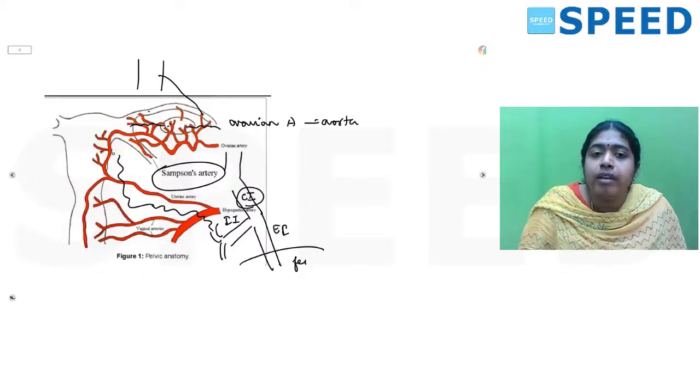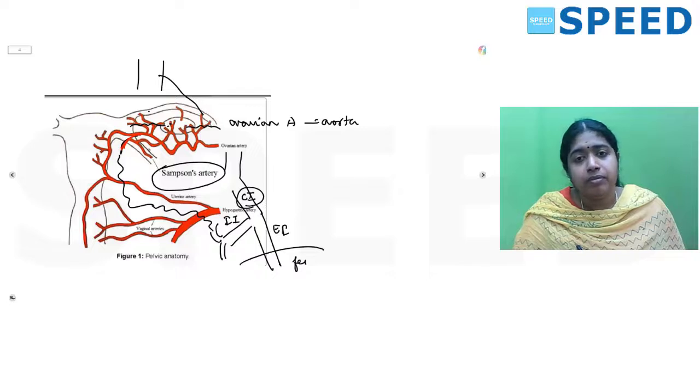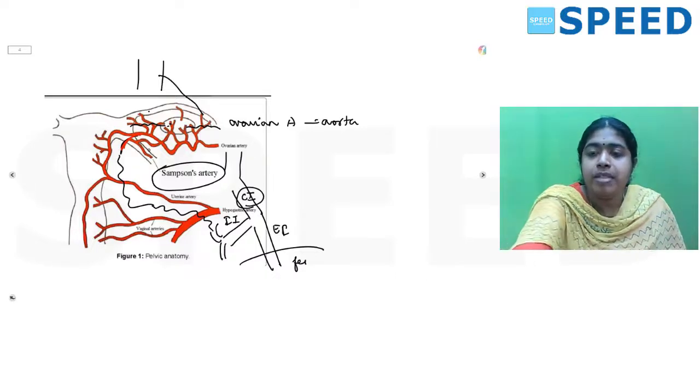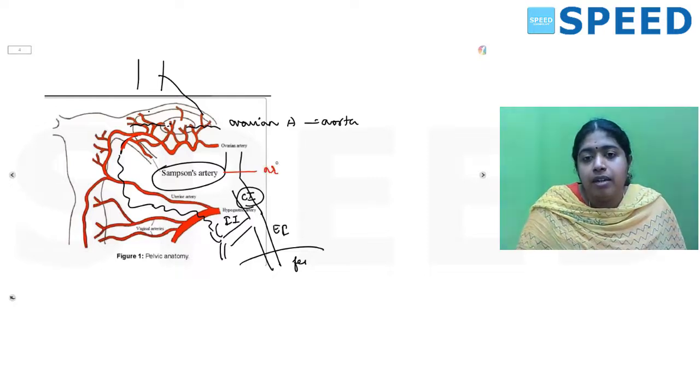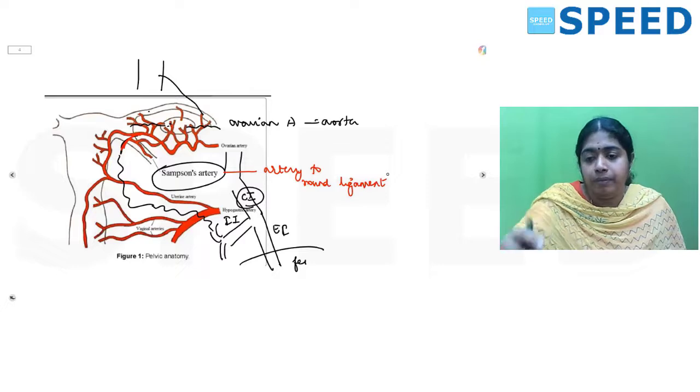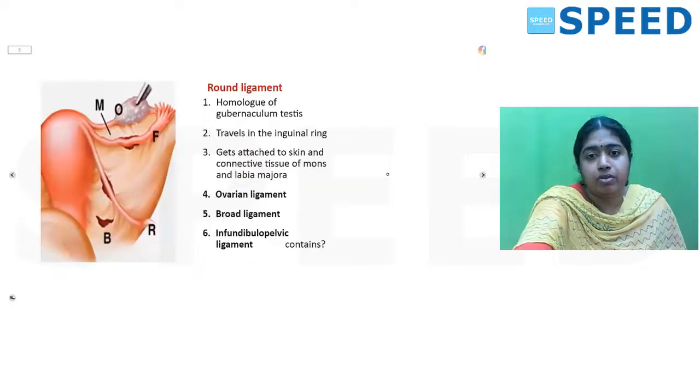Now, this ovarian artery and the uterine artery anastomose at the level of the uterine cornu. And we have a small twig of artery which connects the uterine artery and the ovarian artery, which is Sampson's artery, which supplies the round ligament. Okay, fine. So, Sampson's artery is the artery to the round ligament. Is that okay? Okay. So that is all.